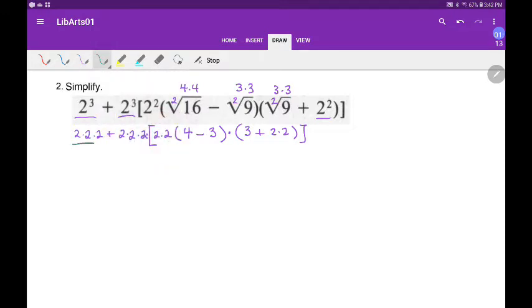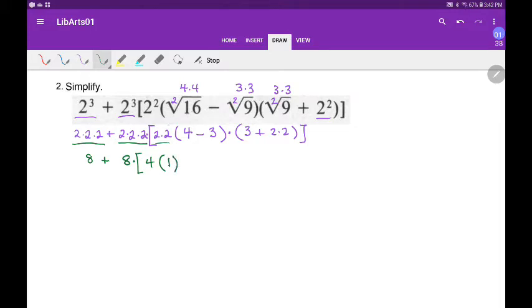2 times 2 times 2 is 8. Plus, 2 times 2 times 2 is 8. And I'm not going to add those together yet because I have to multiply by the bracket before I'm putting the dot there just to remind you that we're multiplying. 2 times 2 is 4, times 4 take away 3, that's 1.